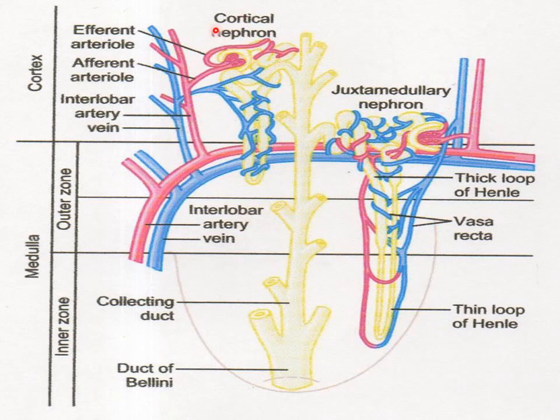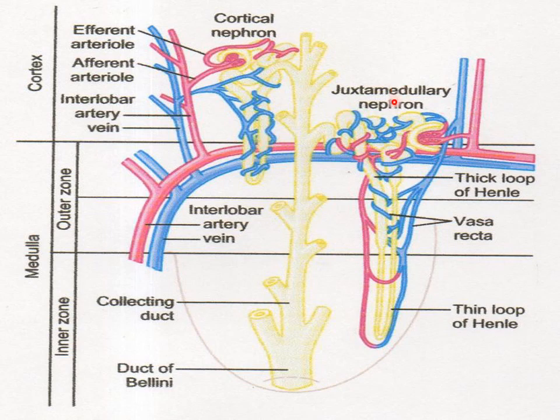This is the cortical nephron and this is the juxtamedullary nephron. What is the difference between them? The cortical nephron has the glomerulus which lies at the outer part of the cortex, far from the medulla. It has a short loop of Henle, which dips slightly into the medulla, and it has extensive peritubular capillaries.